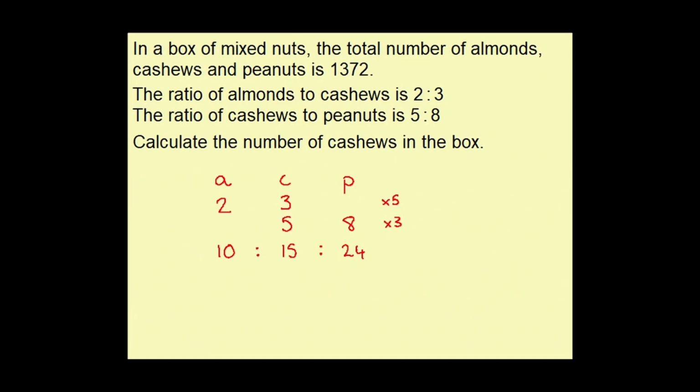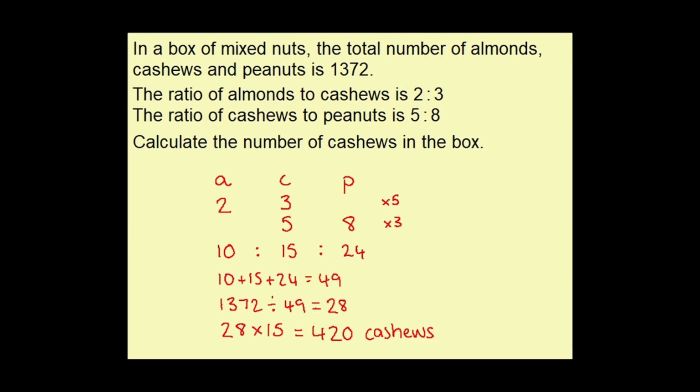I'm told the total number of nuts in the box is 1,372 and I want to work out the number of cashews. So I need to add these up. 10 plus 15 plus 24 is 49. I now need to do 1,372 divided by that 49, which gives me 28. To work out the number of cashews in the box, I want to do 28 multiplied by the ratio for cashews, which is 15. 28 multiplied by 15 is 420. So the answer is 420 cashews.